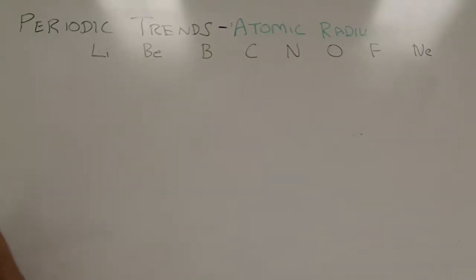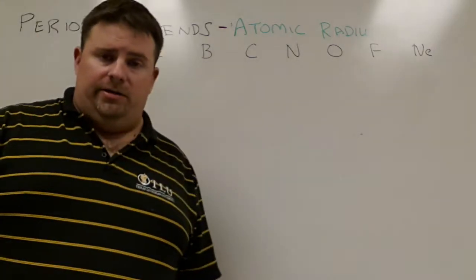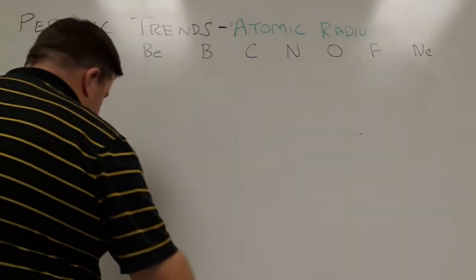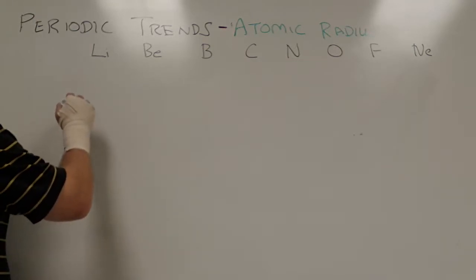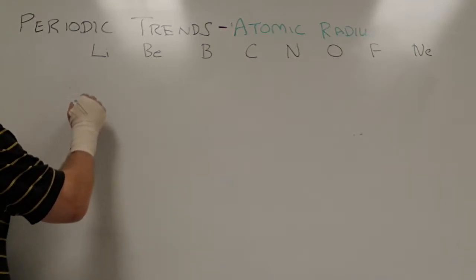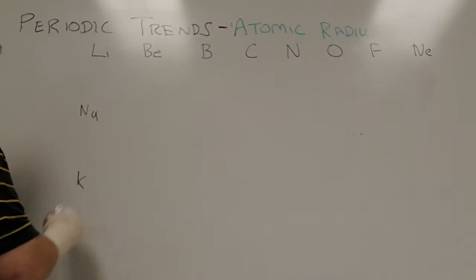So the next periodic trend we're going to examine is atomic radius. All right? And the first thing we should note in atomic radius is what happens as things go down the periodic table. So here I've got lithium, and after lithium I'm going to have sodium, and then potassium, as I move down the periodic table.